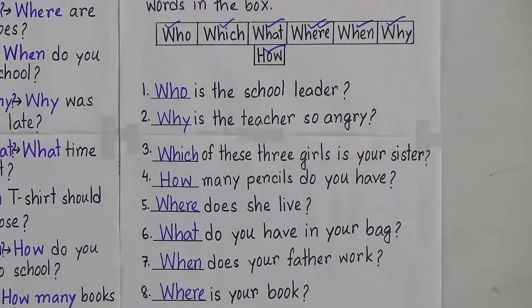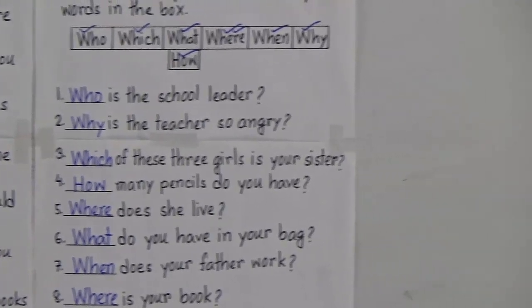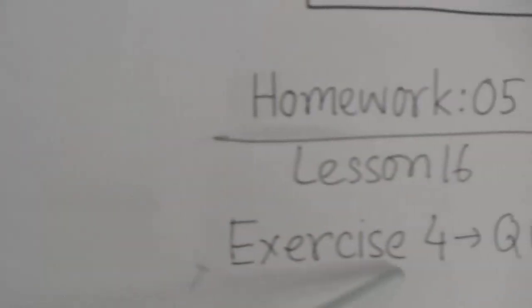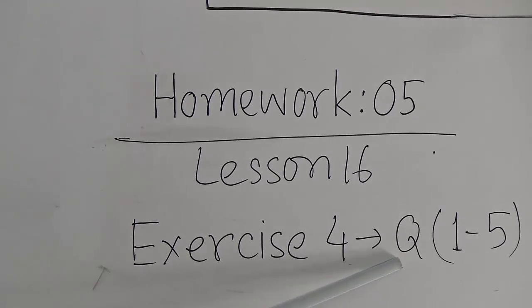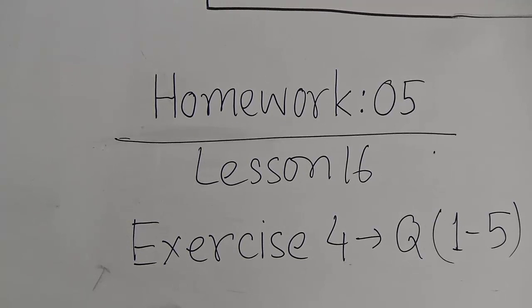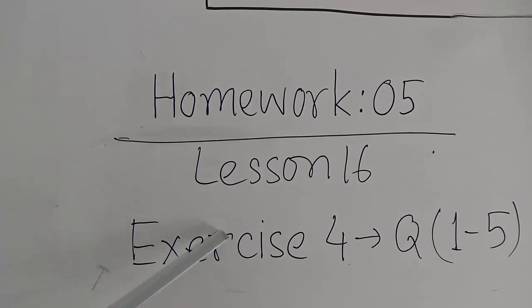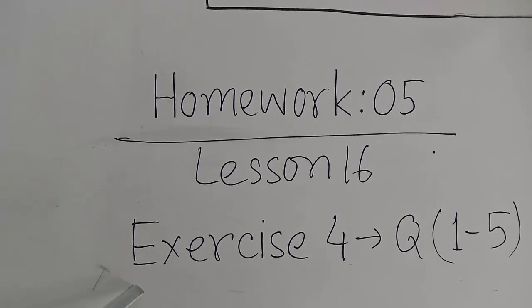And dear students, there is a homework for you. Exercise number 4 from lesson 16. You will do question 1 to 5. And now look, there's some question you will write the answer. And what is the first question? What is your name? And you will write your own name and number. Next one, how old are you? So what will you write? I am 5 or 6 years old.